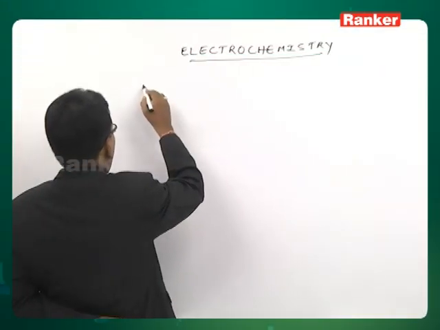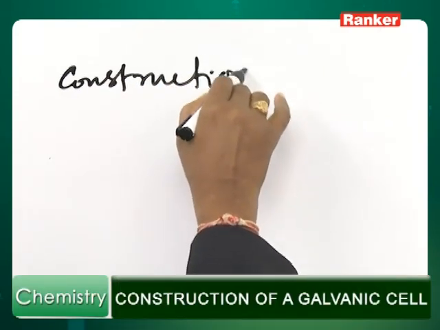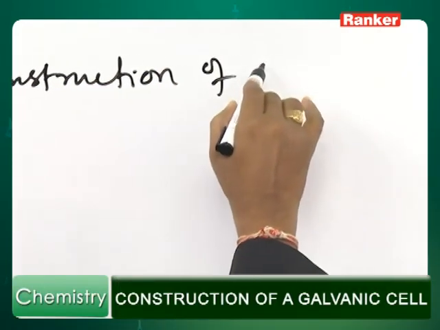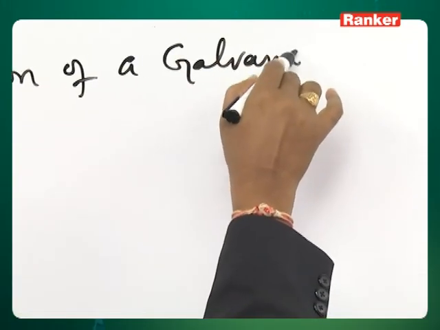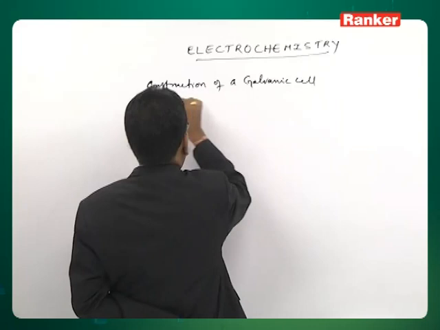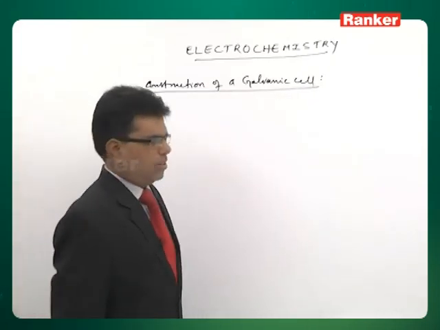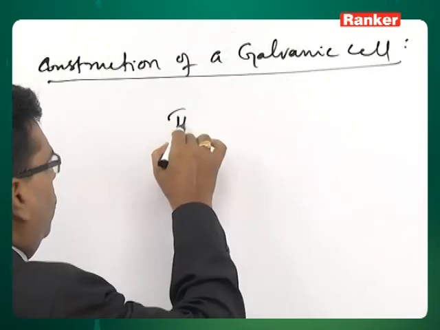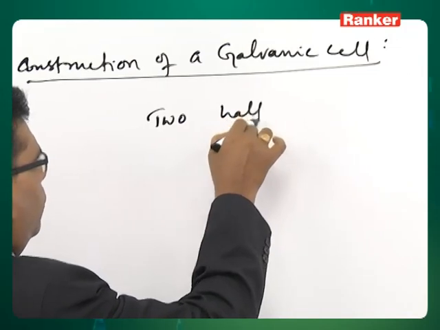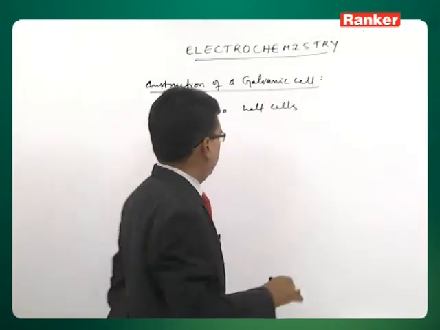So, first let us see into the construction of a galvanic cell. When it comes to construction of a galvanic cell, it consists of two half cells.